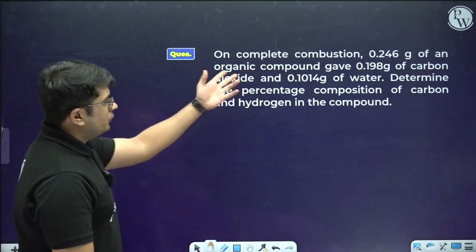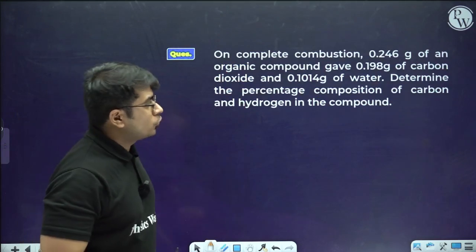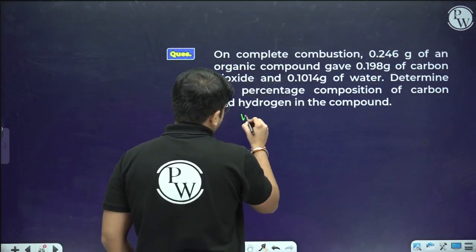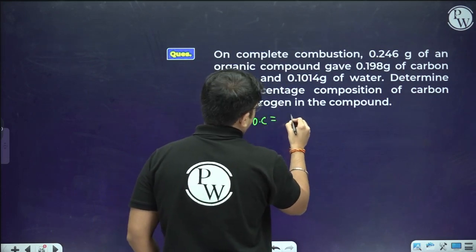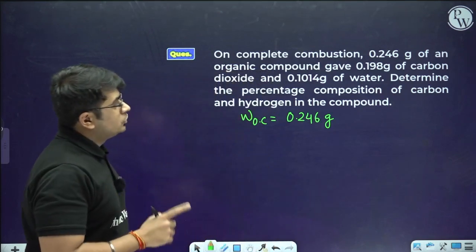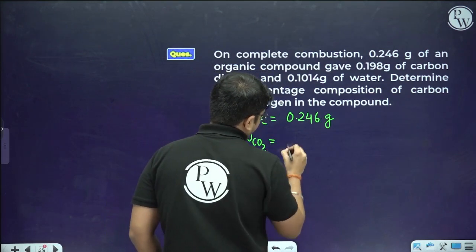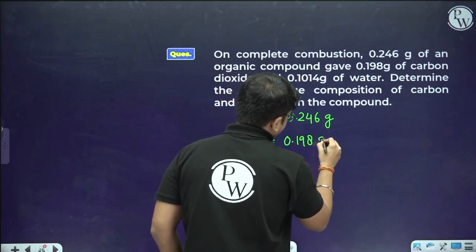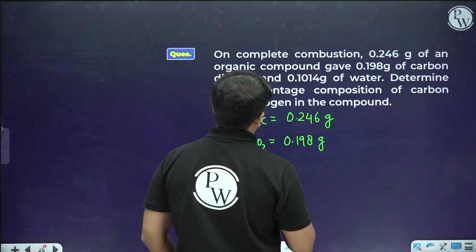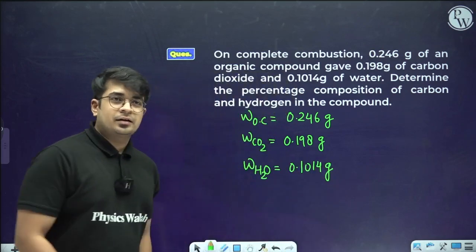So let's talk about a very simple question. Question says that on complete combustion, 0.246 gram of an organic compound. So first of all, the data is given that W of organic compound is given, which is 0.246 gram. Give 0.198 gram of carbon dioxide. So W of CO2 is also given, which is 0.198 gram. And W of H2O is also given, which is 0.1014 gram. Rest part is very easy.